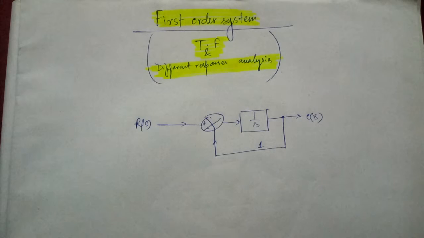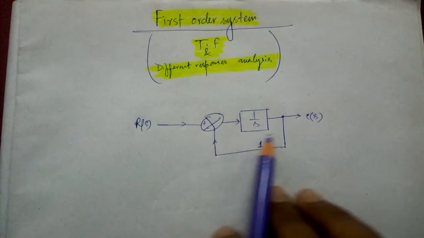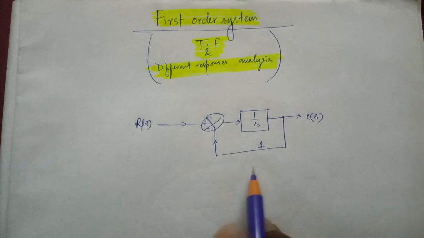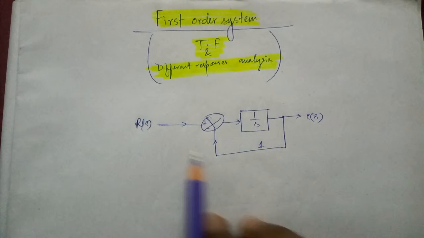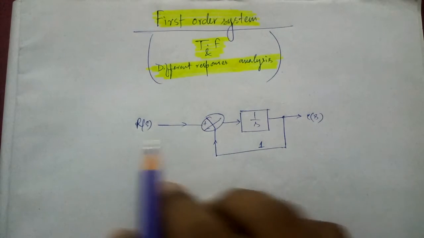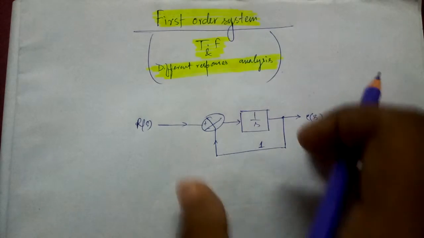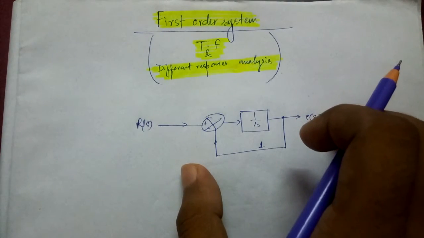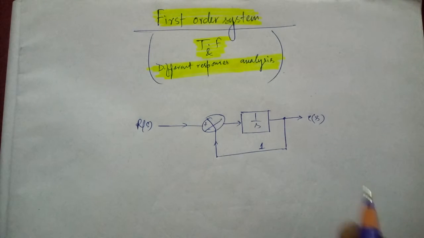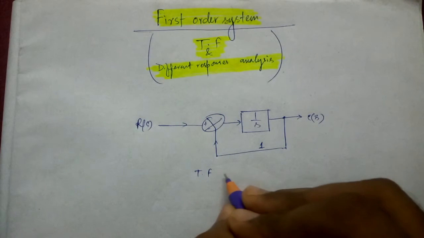So I have taken here a system where the plant contains 1 by s transfer function, and it is feedbacked. The gain is 1 here and it is negative feedback. Input is R(s), output is C(s). So we can take it as an example. From this we'll obtain the first order system transfer function.